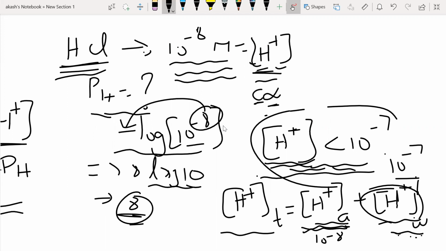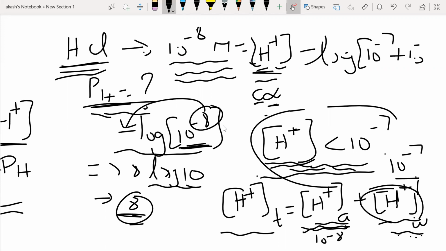So in this case, it is not just this. If I have to find the pH value for this acid, it will be negative log of 10 to the power minus 7 plus 10 to the power minus 8. That would have been the answer.